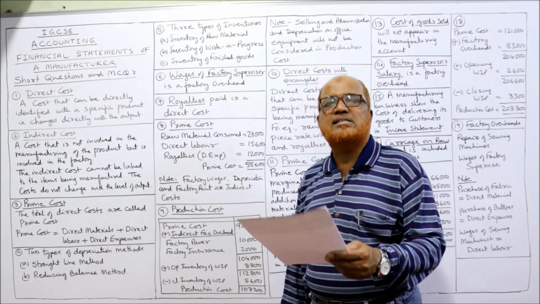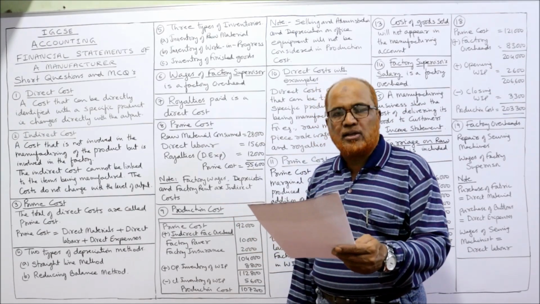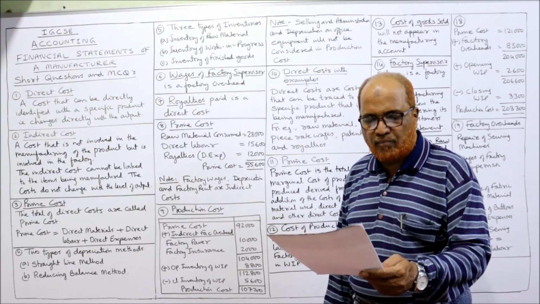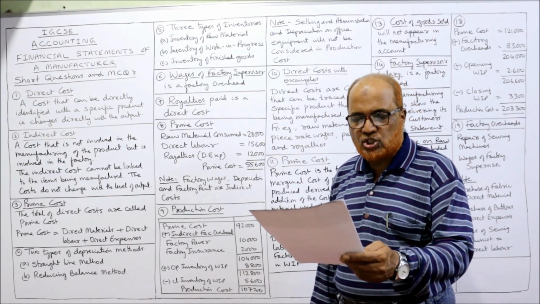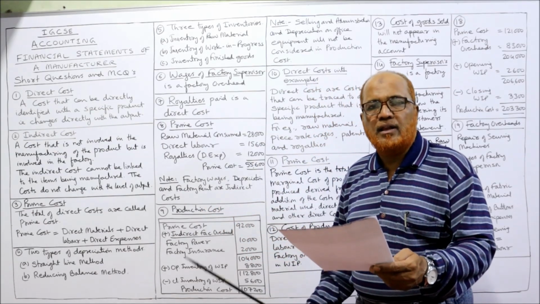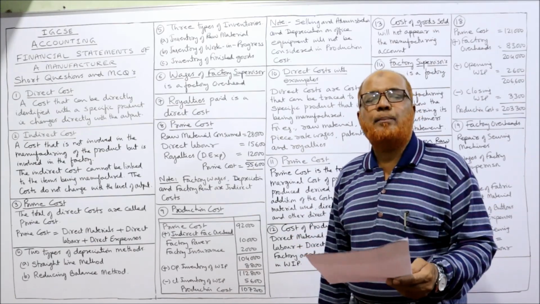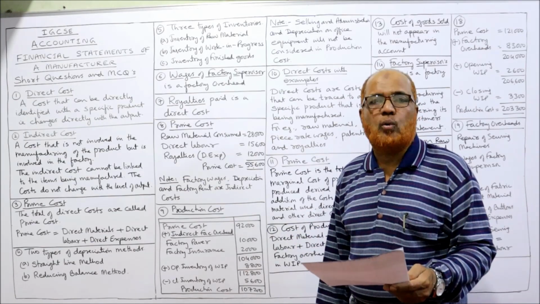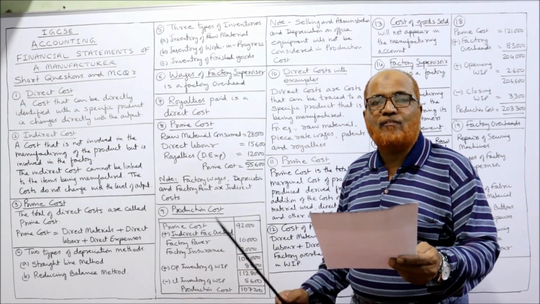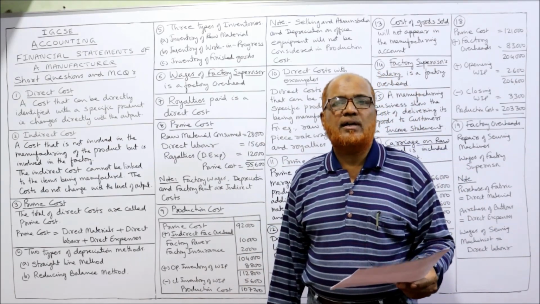Next, again, the seventh question is an MCQ. Which of the following is a direct cost? Here the options are given. A. Royalties. B. Depreciation of machinery. C. Selling and administration expenses. D. Factory power. Now one by one you remember. Factory power is factory overhead. It is asking you which is a direct cost. So factory power is not a direct cost.